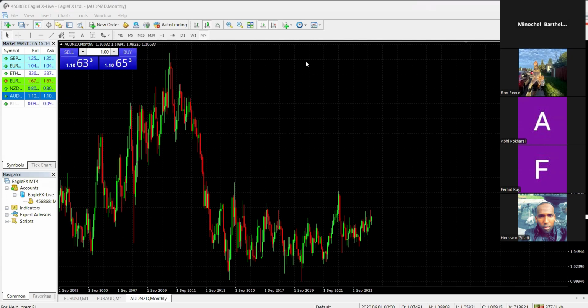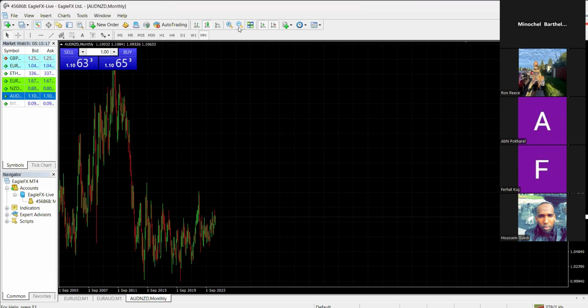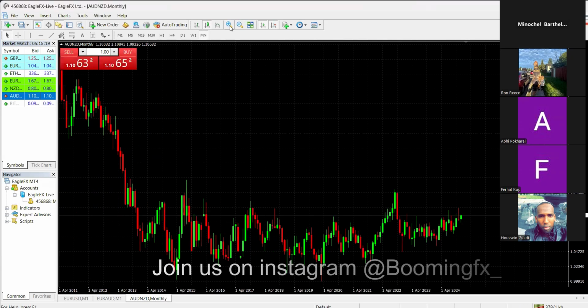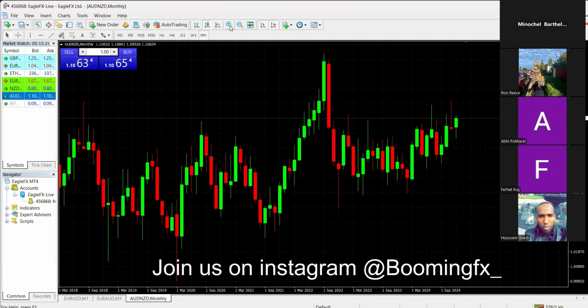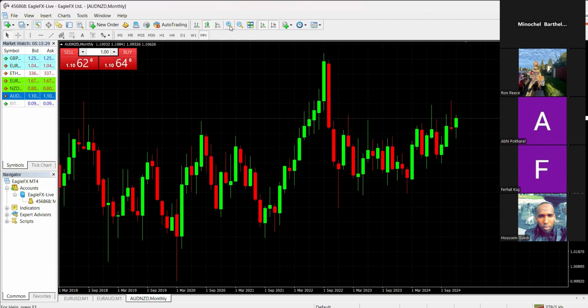This is AUDNZD. As some of you guys know by now, I always start my analysis on the highest time frame possible, which is the monthly time frame. What I look for in the monthly time frame is I look to add my key SNR, which is support and resistance levels, right? So all I do on the monthly time frame is grab my key levels, right?